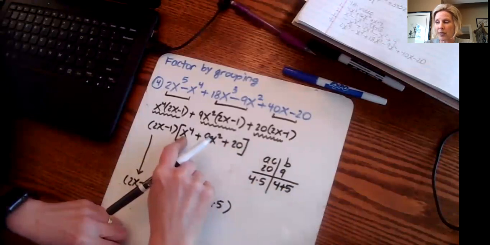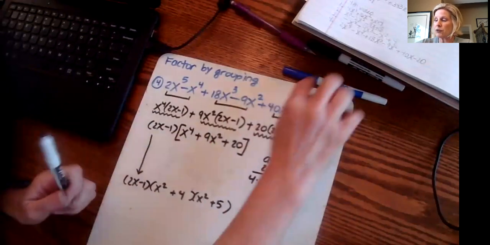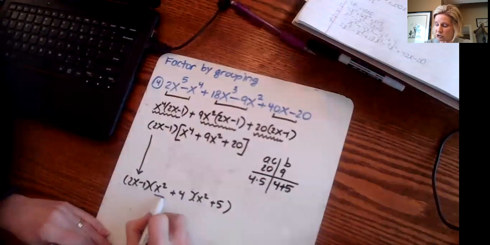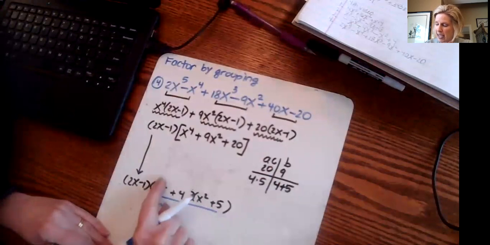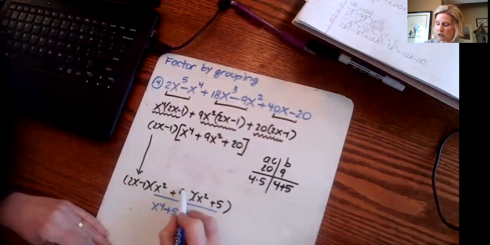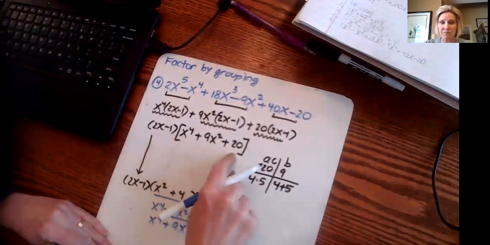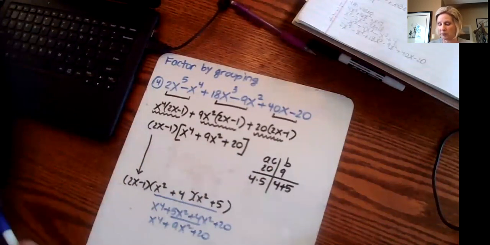But if it is 1, that'll work, because if you go back on the part that I just took a shortcut on, if you do FOIL method, first is X to the 4th. Outer is 5X squared. Inner is 4X squared. Last is 20. And sure enough, that gives you X to the 4th plus 9X squared plus 20. And that is where we came from, X to the 4th plus 9X squared plus 20.